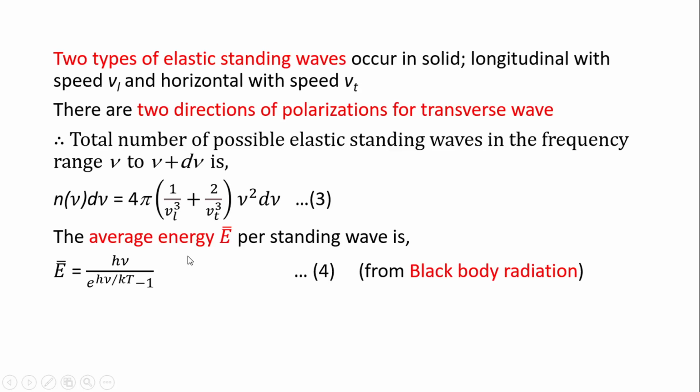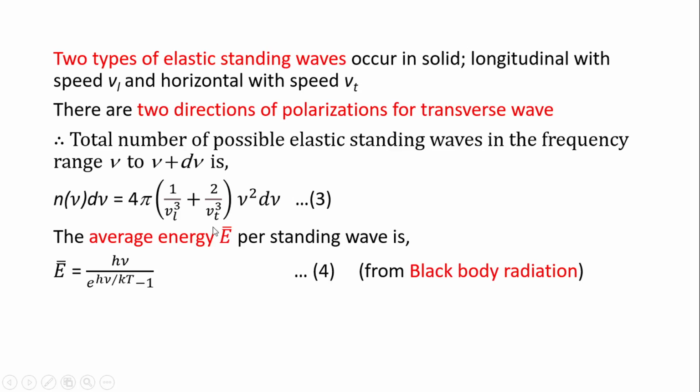Now, what about the average energy per standing wave? It is again taken directly from black body radiation. According to black body radiation, the average energy E bar per standing wave is h nu upon exponential of h nu by kT minus 1. This we represent as equation 4.